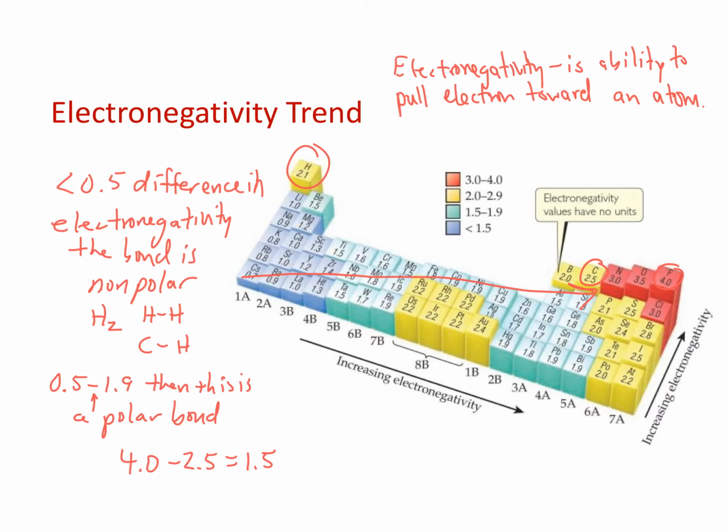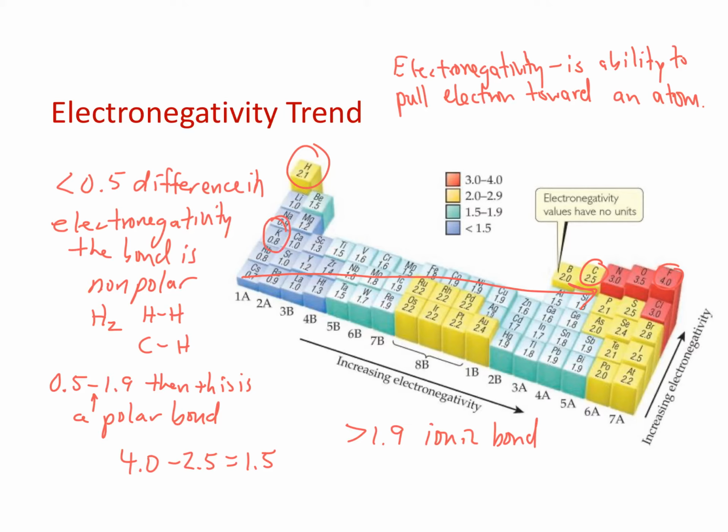And then if we have a difference in electronegativity greater than 1.9, the bond is no longer covalent. We have an ionic bond. And so we notice, again, to repeat, that the closer things are together, the more similar their electronegativity is, the less likely it is to be a polar bond. So the farther atoms are apart on the periodic table, the larger the difference in electronegativity, and the more likely it is to have a polar bond.